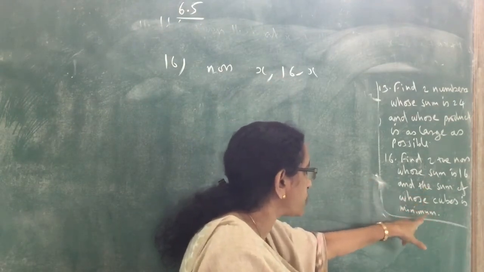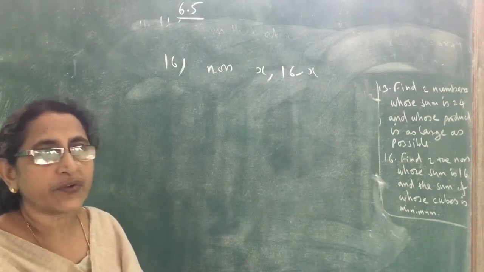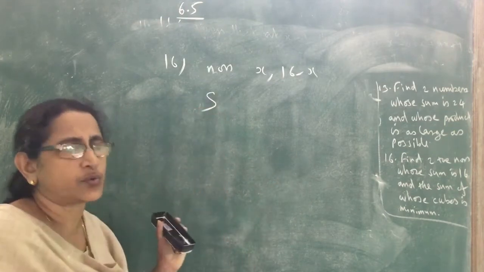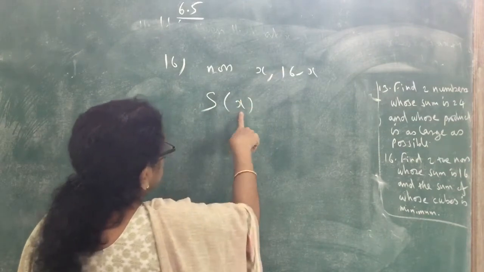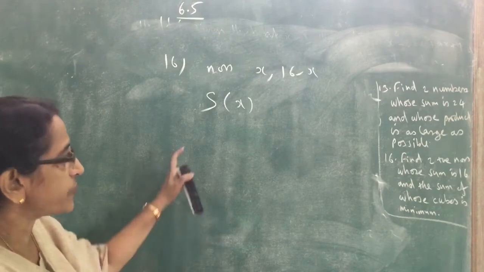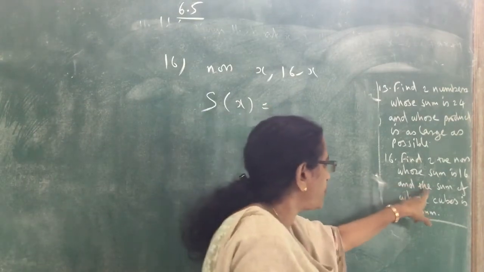Now, what should be maximum or minimum? Sum of whose cubes is minimum. So, the sum of the cubes is minimum. So, we can denote that function as s, some letter we can use. So, s of x, it is a function of x, variable x. So, we can write s bracket x. So, s of x we can write as sum of the cubes.